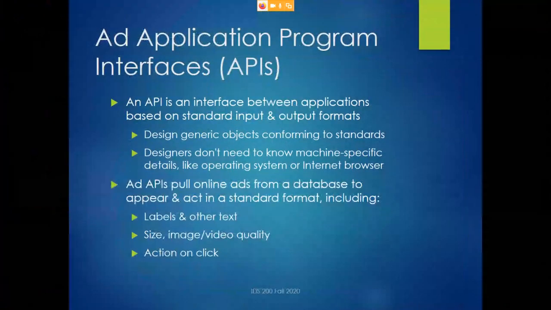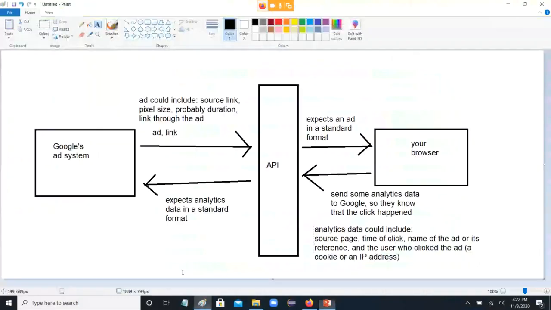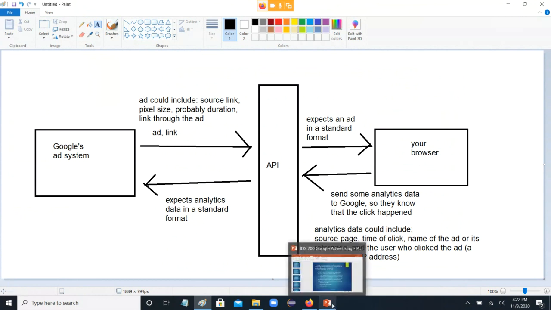All right. So ad APIs, the nice thing about it is that the people that design these APIs don't need to know machine-specific details. They don't need to know what operating system the browser is on, or what browser is being used. Regardless, this data appears in some standard format that's entirely independent of the browser that's receiving it. Likewise, the browser sends the analytics data to Google. It doesn't need to know any details about how Google's ad system works. It just needs to know, if I send the data in this proper format, Google will know what to do with it. And that's all I need to worry about.